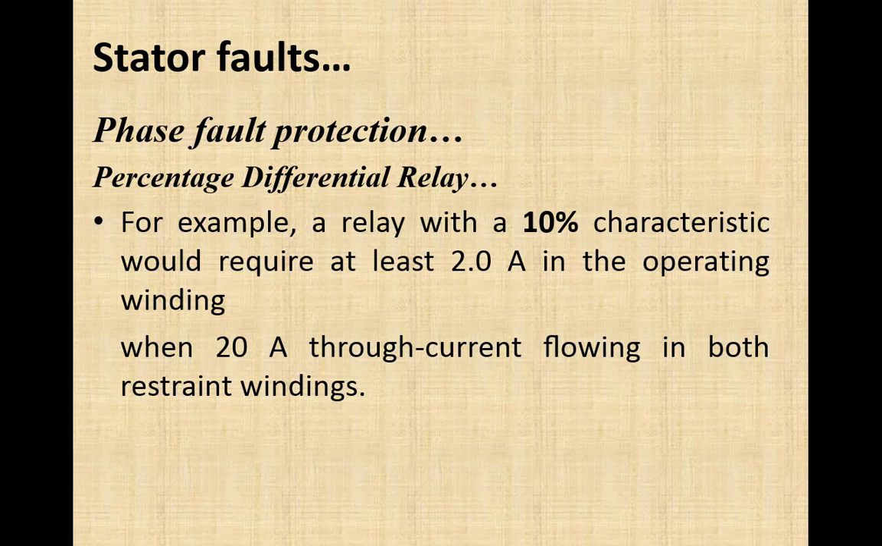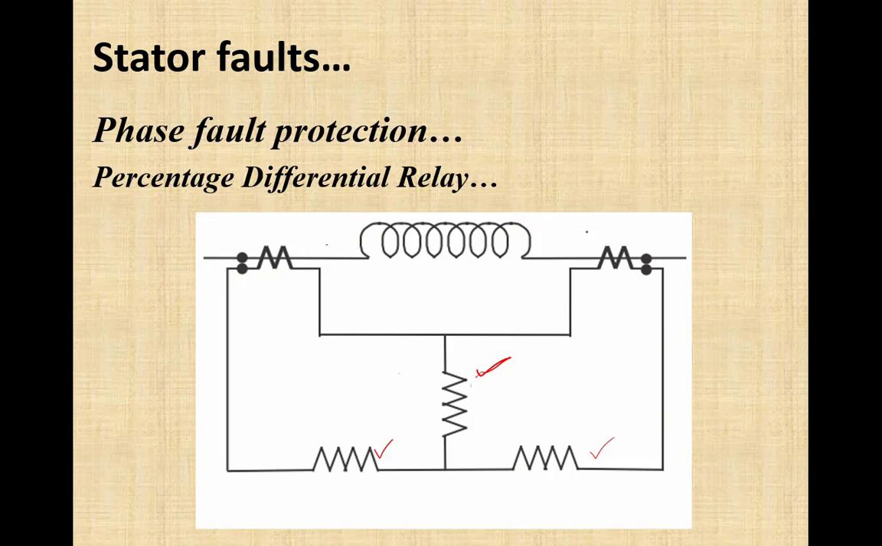Now when a fault occurs outside the zone of protection of such relay, then we can understand that difference current will not be very high, but retaining coil current will be very high. So relay is not going to operate in that condition. Higher will be the fault current, higher will be the retaining coil current, and higher value of operating coil current is required to trip the relay, and relay will not trip incorrectly in that situation.